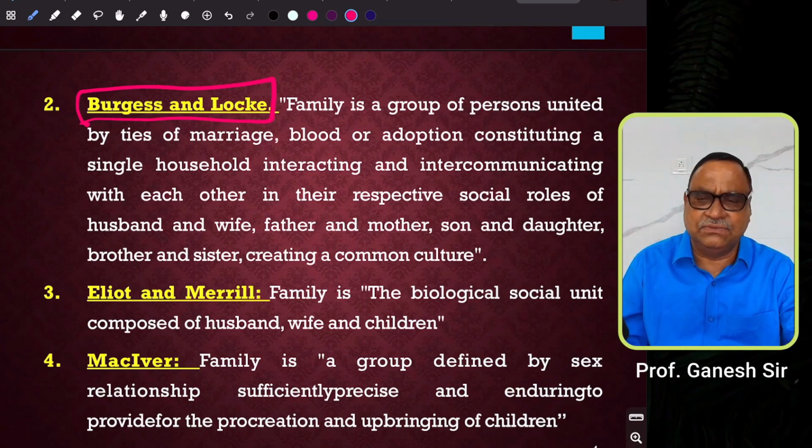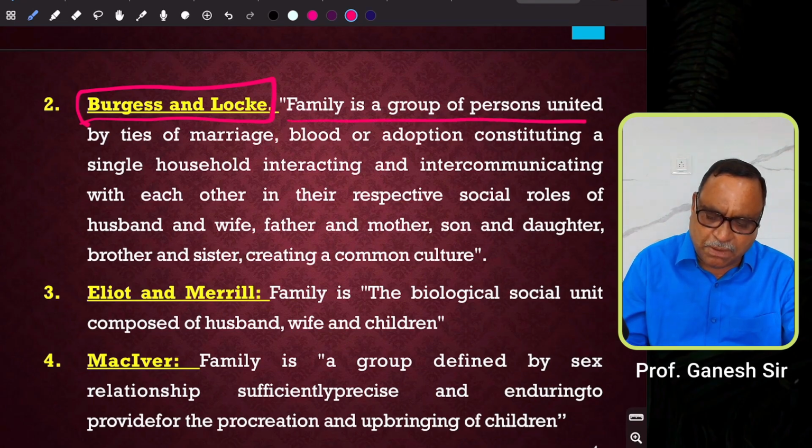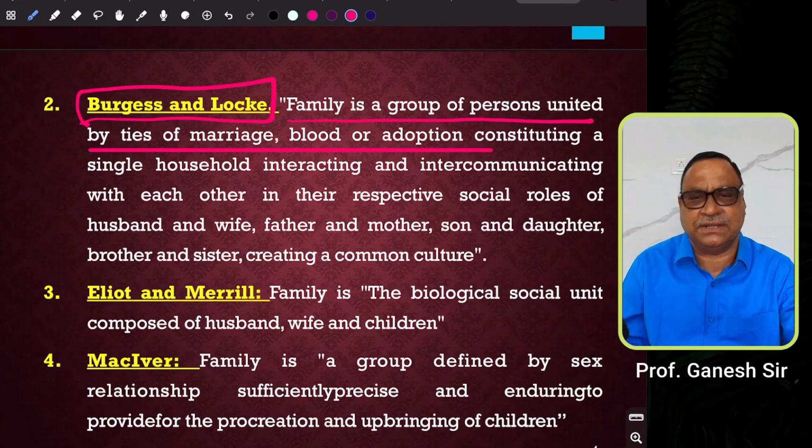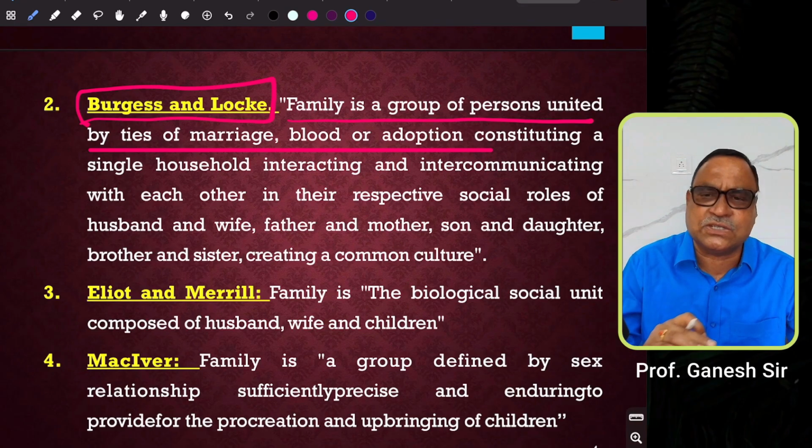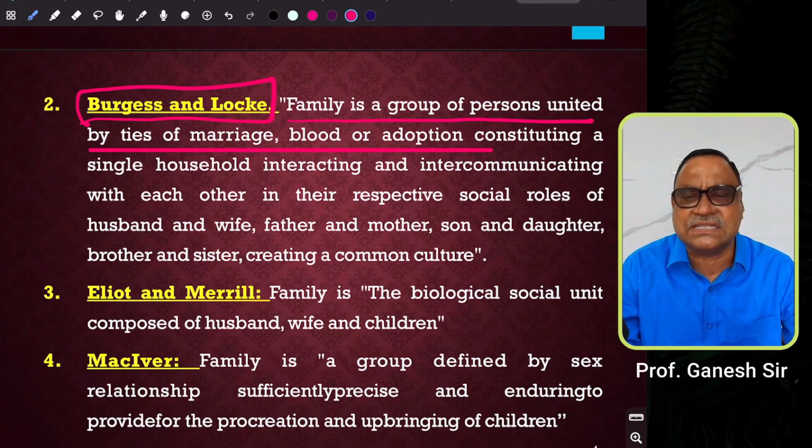In this definition, we can carefully observe that family is a group of persons united by ties of marriage, blood, or adoption. That means family constitutes the wife and husband through marriage. Apart from that, family also constitutes the children. The relationship between parents and children is called blood relationship. Therefore, on the basis of this discussion, we can say that family is a social group which constitutes persons with affinal and consanguineous relationships.